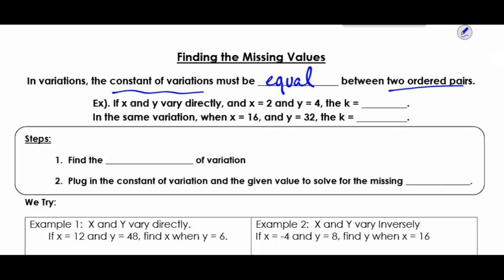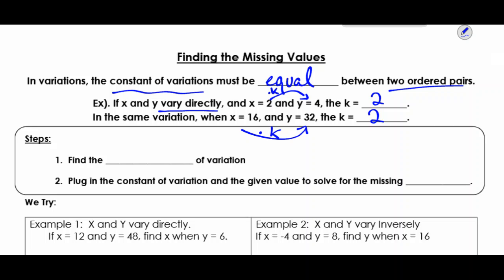So if x and y vary directly, that means I'm multiplying my x times something to get up to my y. It's being multiplied times k. So here that k needs to be 2. To go up from 2 to 4, that has to be 2. That means this needs to be the same. I need to be multiplying by that same k, which is also 2.